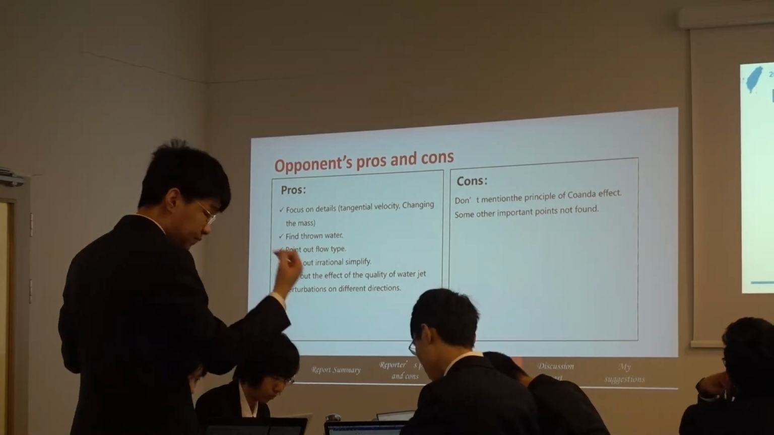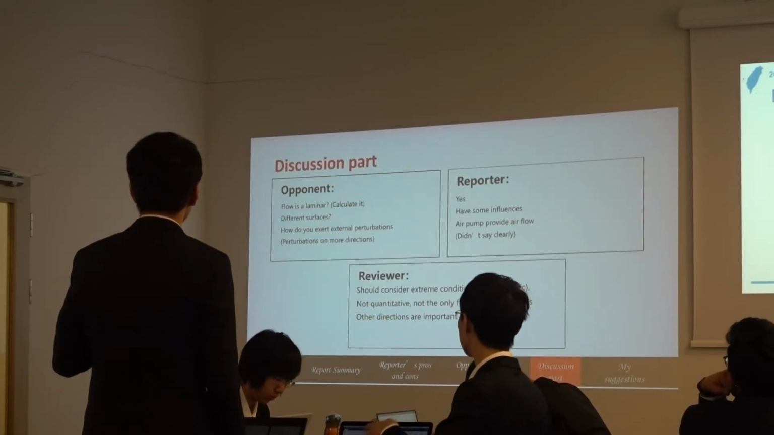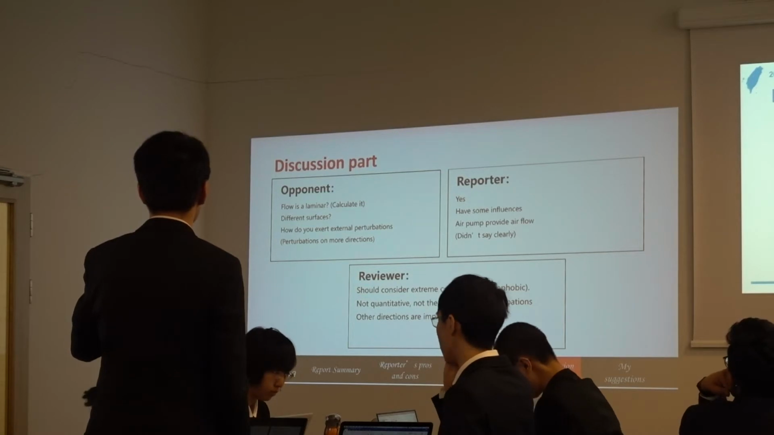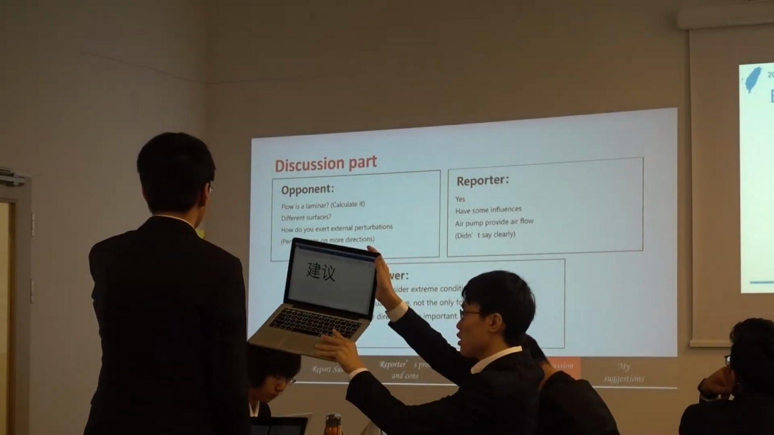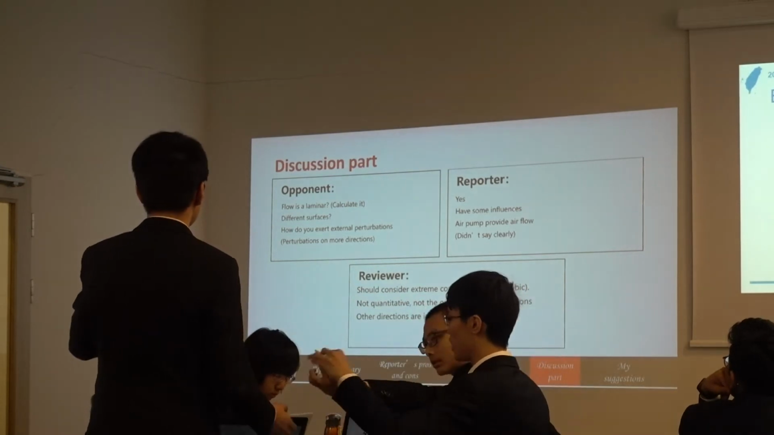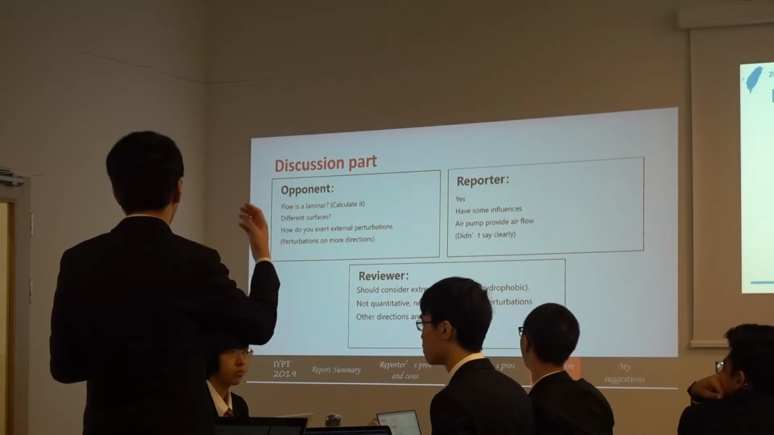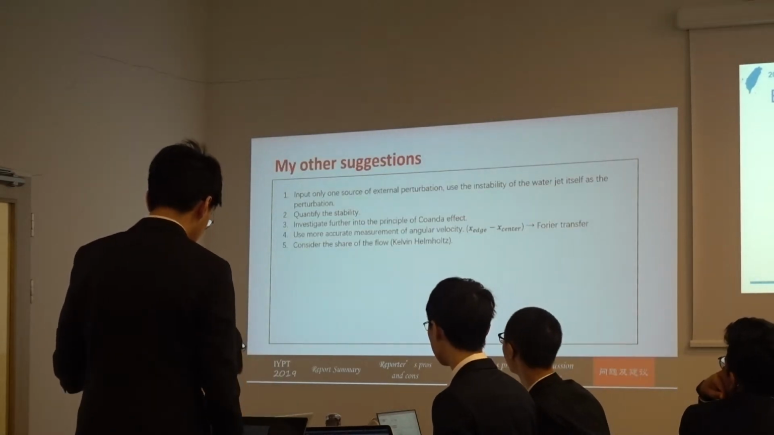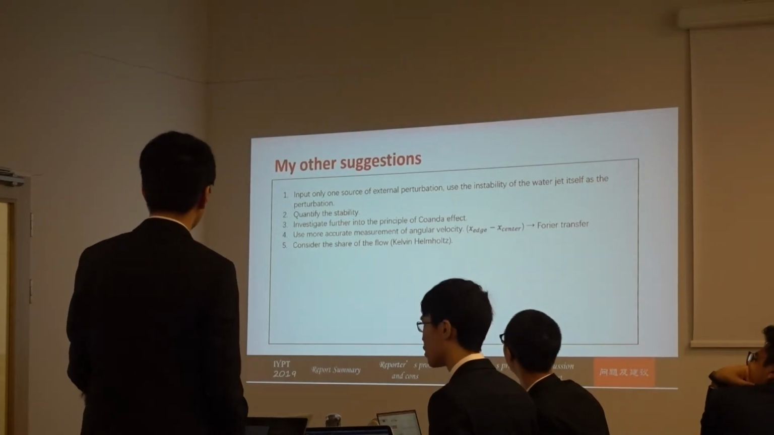And I also found some other important points not covered. In the discussion part, the opponent asked about different surfaces. How do you observe external perturbations? The reporter gave these responses, and I think that the reporter should consider perturbations in more directions. And in my suggestion, I suggest to quantify the stability and investigate further into the principle of the Coanda effect.